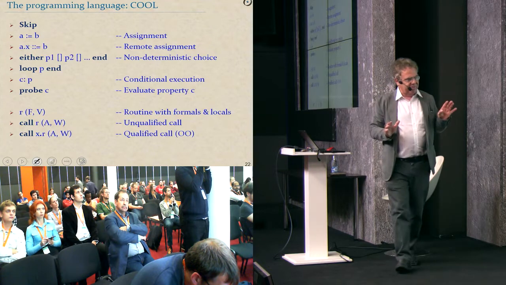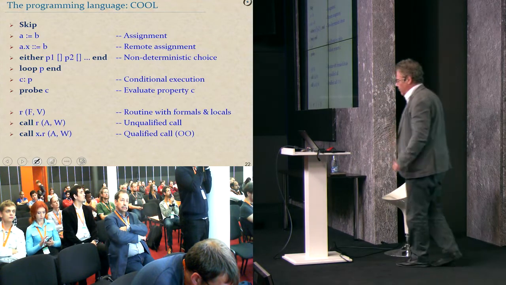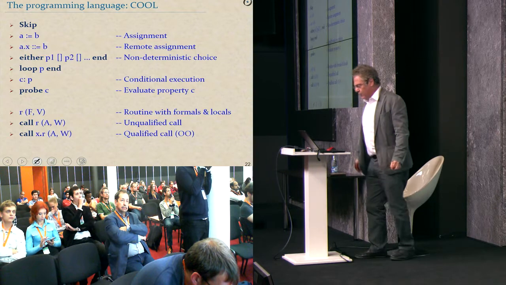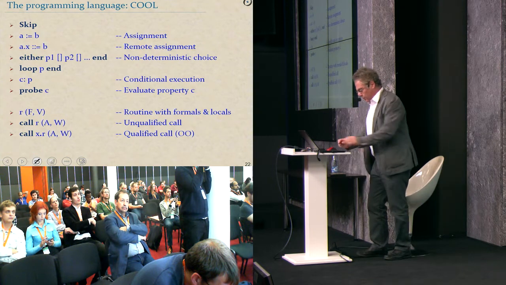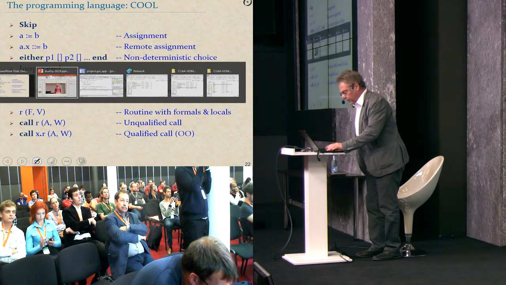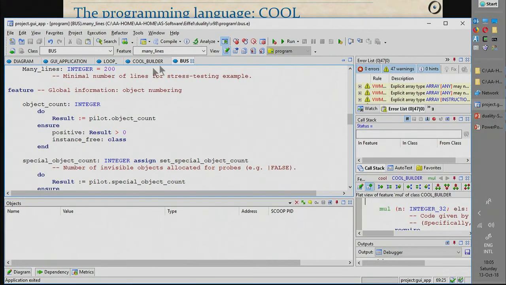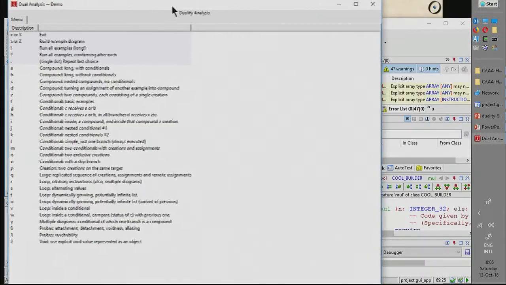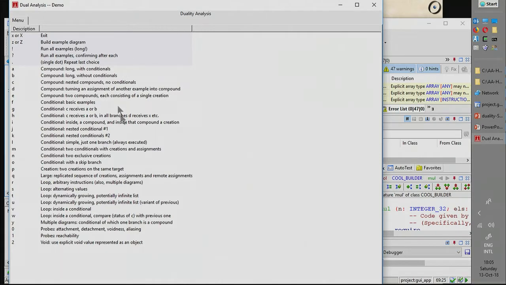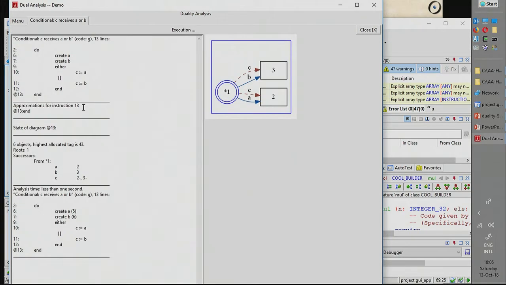So I have a little programming language called COOL, Common Core Object-Oriented Language, and it has assignment, it has remote assignment, it has loops, and so on. So let me actually run it. So these are my standard examples, and these are just the examples that I use for myself to test stuff. So for example, here's a little conditional. I hope it's readable enough. I don't think I can change the font in this user interface.